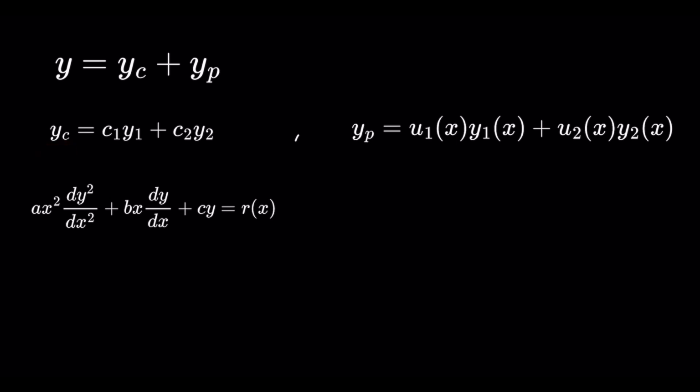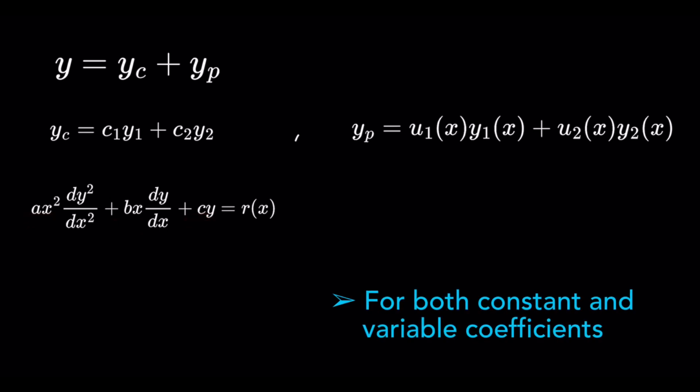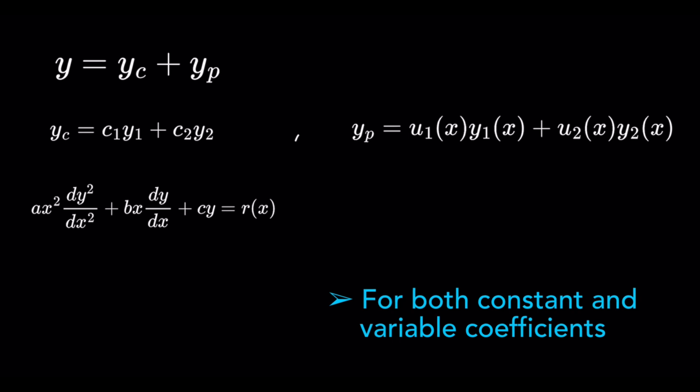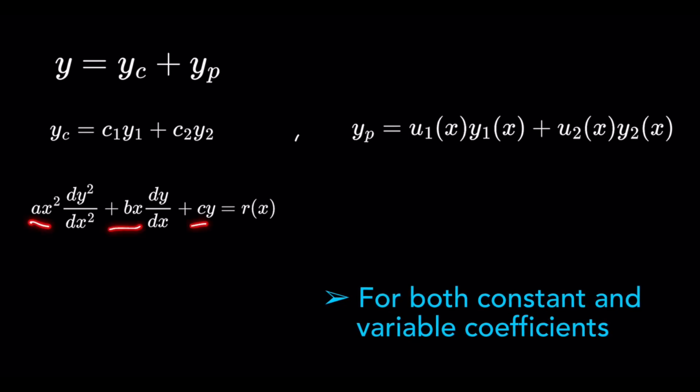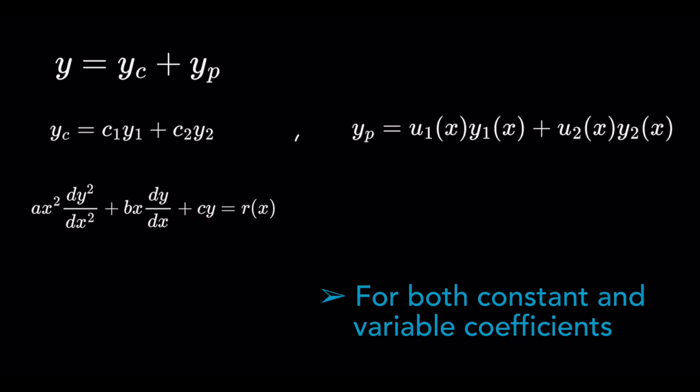To find it, we first write the non-homogeneous equation in standard form. Assume that we have this non-homogeneous equation where r of x is not equal to 0, and it has variable coefficients. Do note that this method is going to be used for solving both the non-homogeneous equation with constant coefficients and variable coefficients. And here, I have taken the example of variable coefficients.